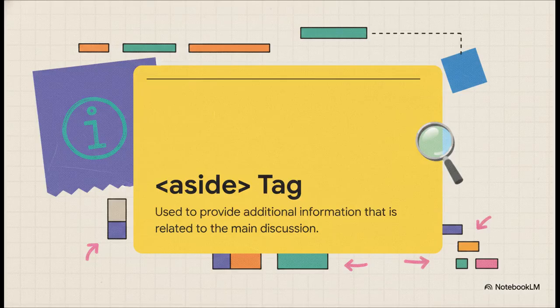Now, sometimes you have extra info that's related to the main topic, but it's not really part of the main flow. That's where the aside tag is perfect. It's great for sidebars, little pull quotes, or maybe an ad. I love this analogy. It's like a little "did you know" sticky note on the wall of the room. It's relevant, but it's not the main piece of furniture.